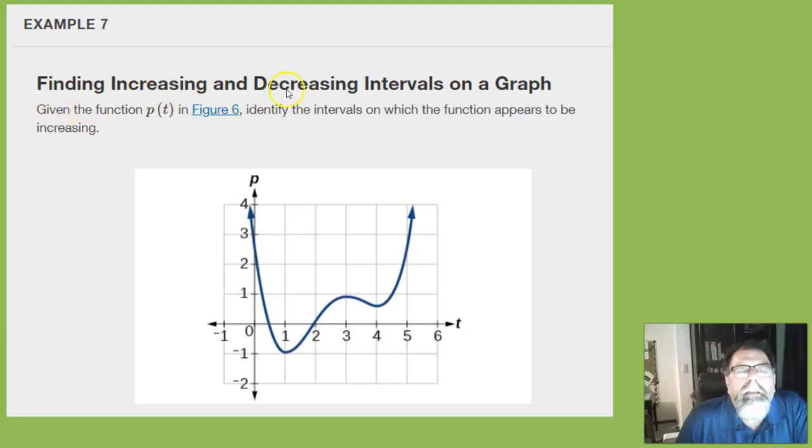Example 7, finding increasing and decreasing intervals on a graph. Given the function p of t in figure 6, identify the intervals in which the function appears to be increasing. Again, if you put your pen or pencil on the graph furthest to the left and move from left to right, you're going down, down, down, down. Right here, we stop. Now it's going to go up, up, up, up, stop. Down, down, down, stop. Up, up, up. So this is increasing from 1 to 3.